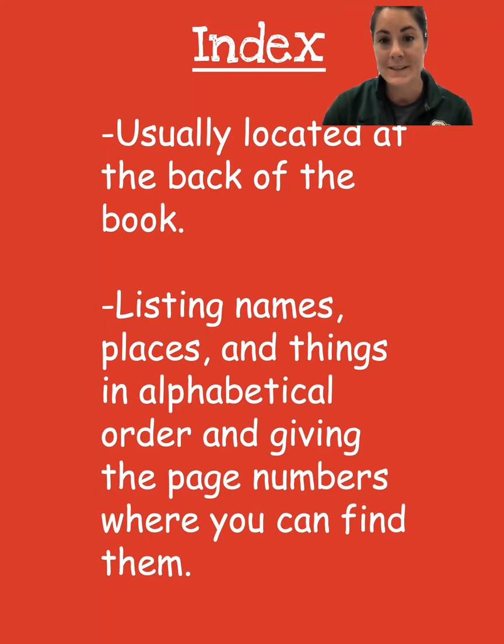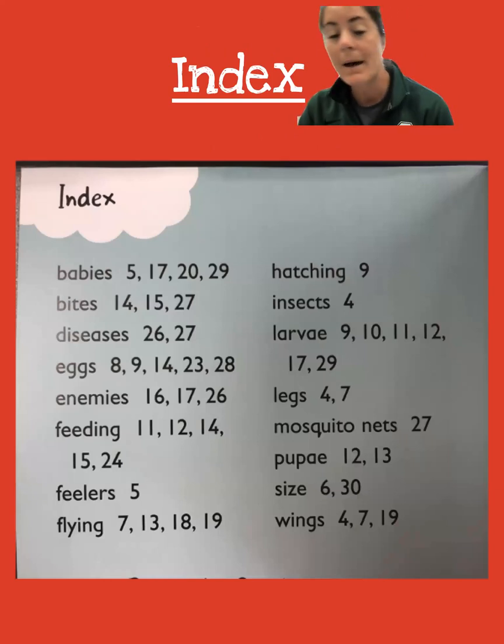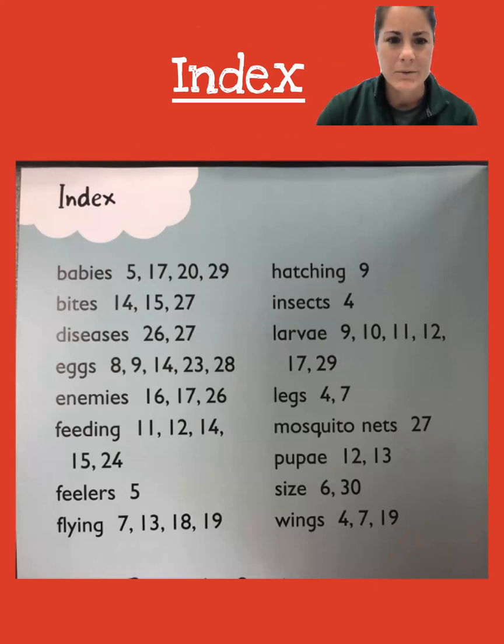And it's usually in ABC order, where if a word starts with an A, it comes first, then next, any words that start with a B. I'm going to show you right here. It's an index of a story we didn't read yet. It's a book about mosquitoes. We might be reading that. But look, see how it says index, and the first word says babies, and then it's got the numbers 5, 17, 20, 29. Those are random numbers. It's the index though. So those are page numbers.